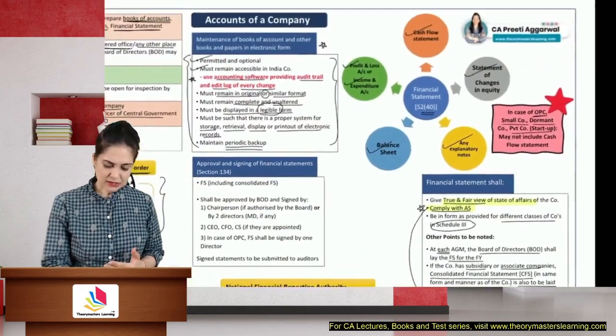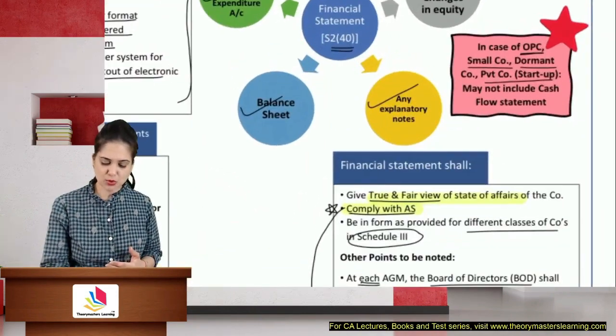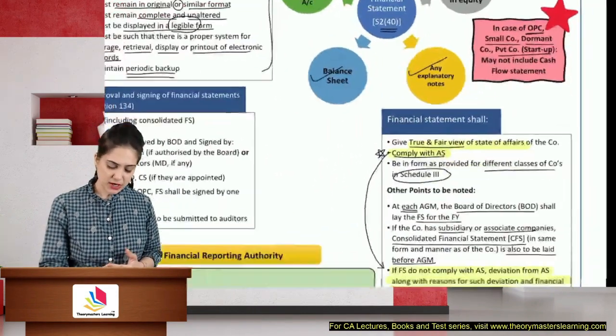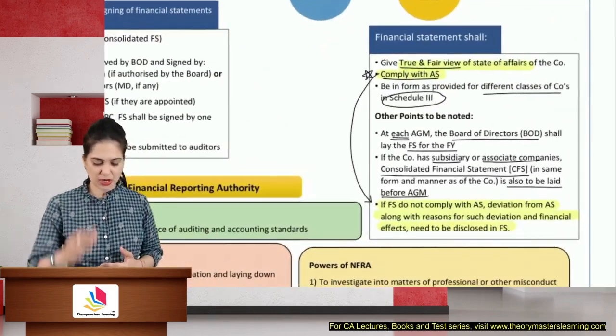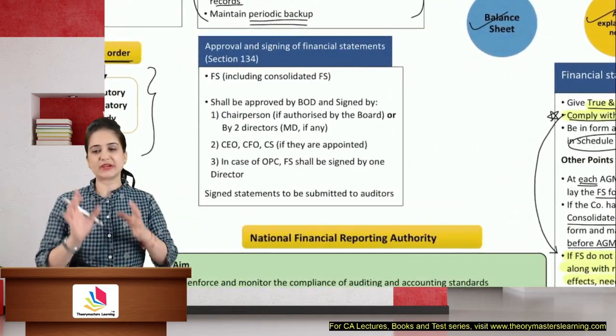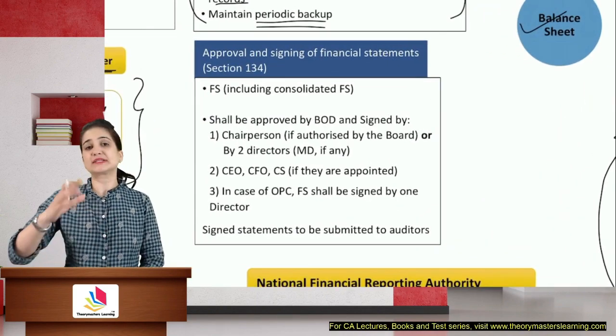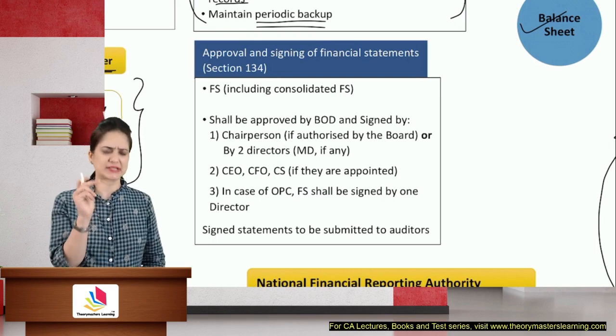See this. The definition will be mentioned along with section number. You need to write this note also, on which I have marked a star. Then financial statements shall, you will write that. Signing you need not include unless they specifically ask you to. Approval and signing of financial statements can be asked as a case-based question. Generally, it's asked as a case-based question.